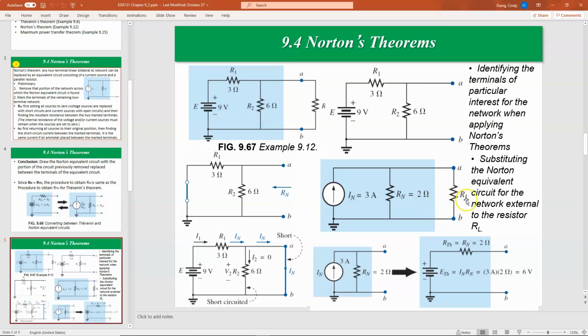And then you put your RL back. Okay, so this circuit is the Norton equivalent circuit for the original circuit. You can see for these two circuits, the part inside the blue box is different, but the portion outside of the blue box, the RL part, is the same. The voltage across the RL and the current going through this RL are all the same as in the original circuit.